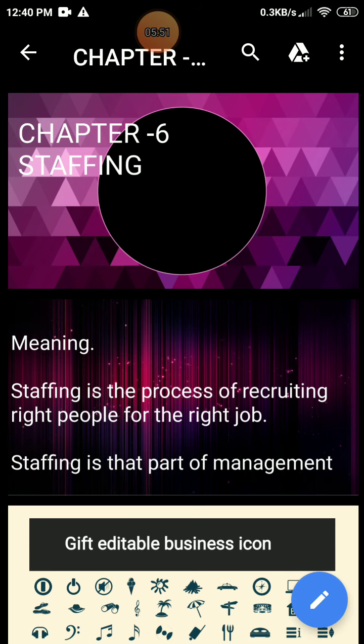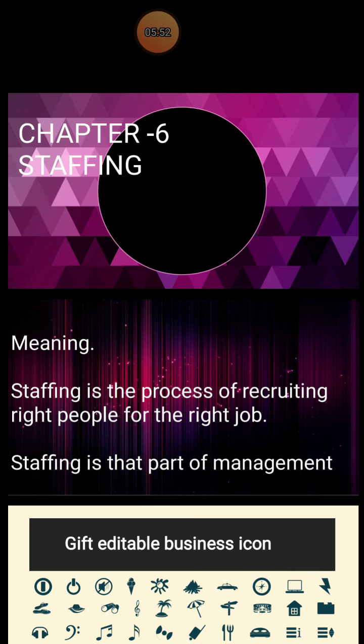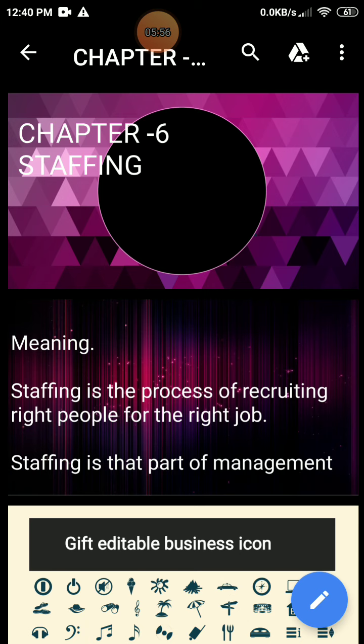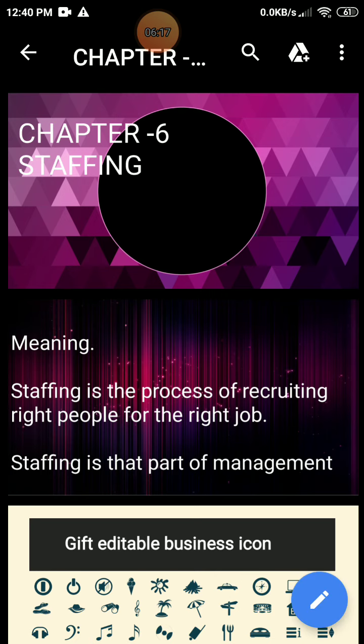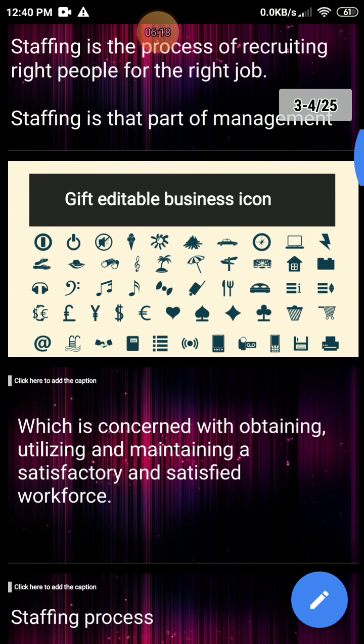So they have to take this staffing process, the management, very importantly, and they have to perform this kind of staffing process in a very effective manner. Only then can we choose the right person for the right job. So here it is a process of recruiting the right people for the right job.